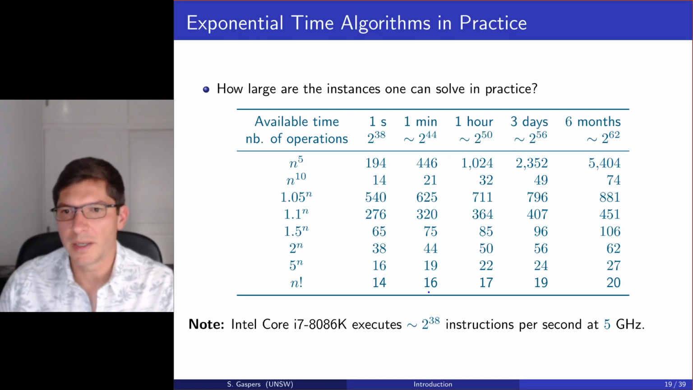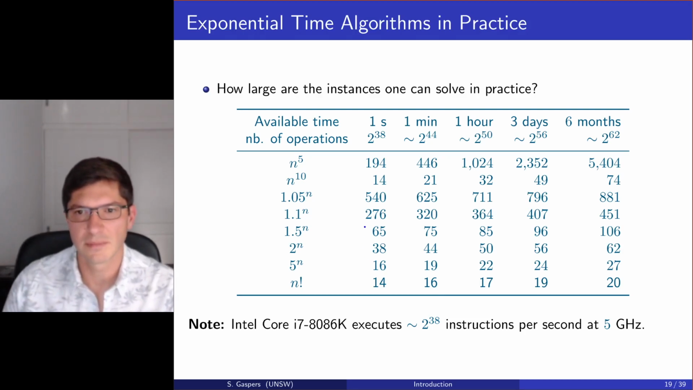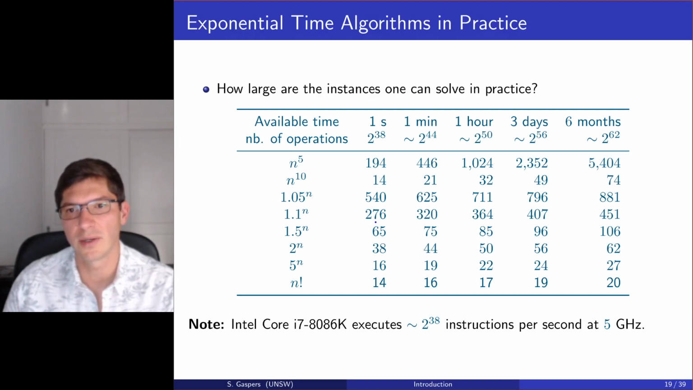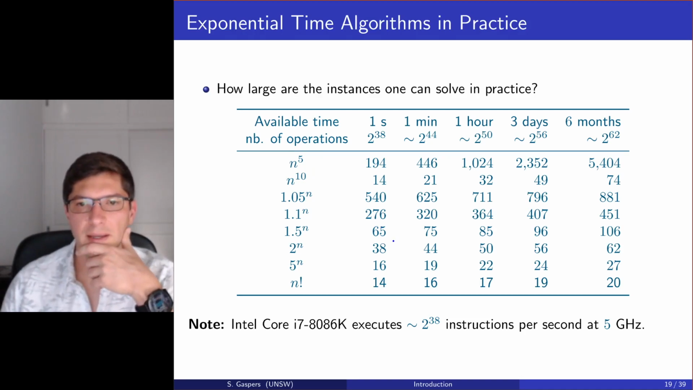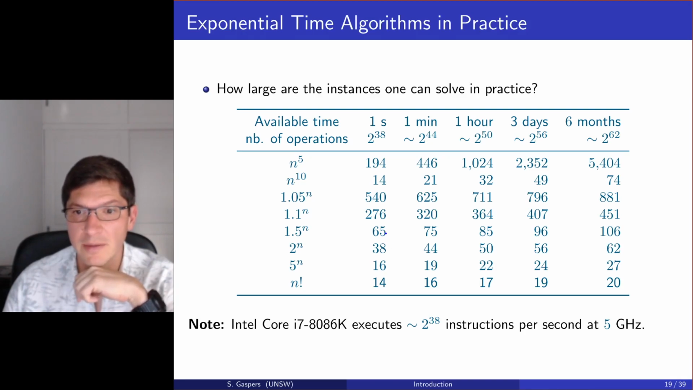The point I wanted to make here is that if we get really small exponential running times, like 1.1 to the power n, then we actually can solve quite large instances. Like in a second, we can solve instances up to size 276, which is more than an algorithm that runs in time n to the 5, right? And it is worth trying to improve algorithmic running times, because this actually makes a big difference.